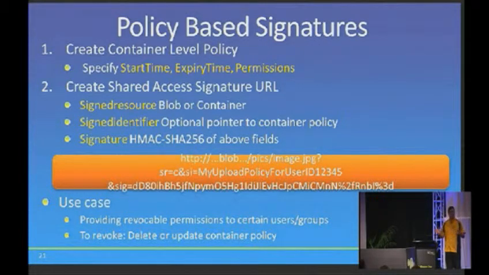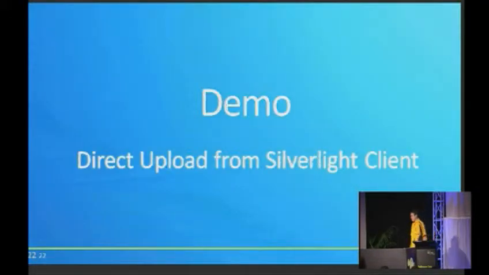We can then reference those policy definitions in a shared access signature. That means if we create a shared access signature and we want to revoke it, we simply go back and change or delete that container level policy. So again, we have our signed resource, we have our pointer to the container level policy, and we have our signature. That allows us to provide a revocable permission set to the client. And it means it's a whole lot safer to provide long-dated shared access signatures.